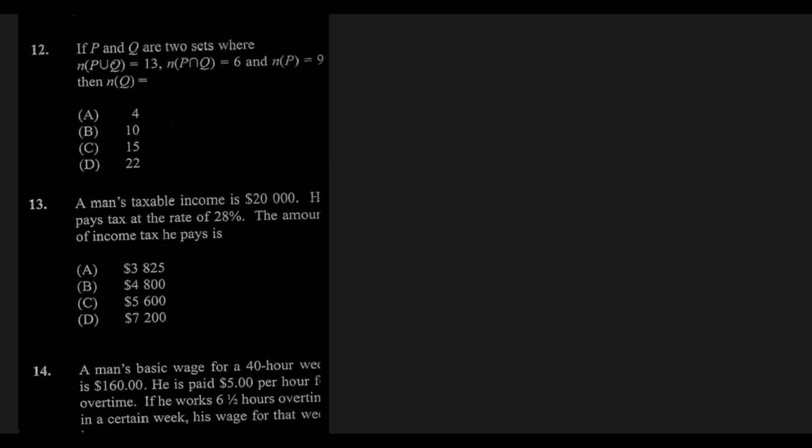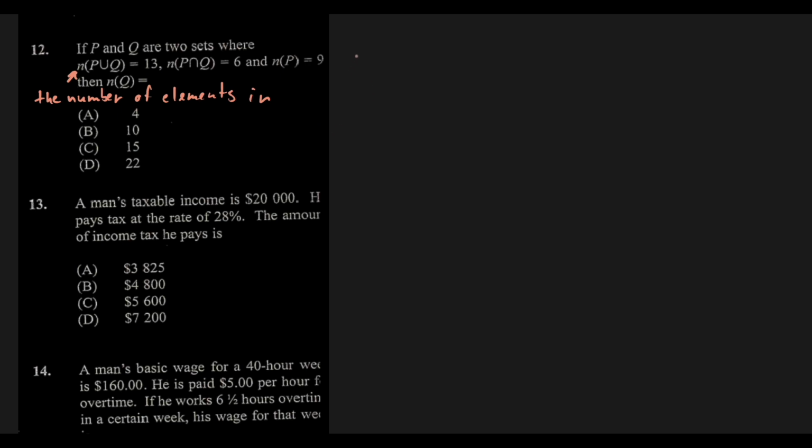All right, so for this one now, it says if P and Q are two sets where n(P union Q) is 13, so all this fancy n means here is the number of elements. So in this case, it means the number of elements in P union Q, meaning what is in P as well as Q, is 13. It says here the number of elements in P intersection Q is 6, and the number of elements of P is equal to 9. So we are trying to figure out what n(Q) would be.